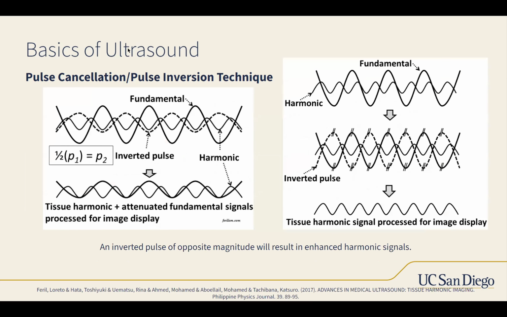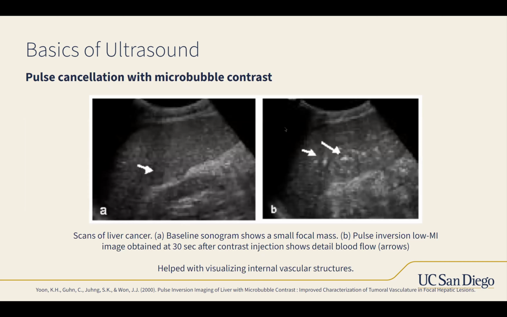Usually they do this to look at blood flow or vascular structure. And here's a better photo of how that works out, where it enhances the harmonic signals. And so here is an example of a scan for liver cancers. On the left, it's just a regular ultrasound. On the right, they use pulse inversion to enhance where the blood flow is.